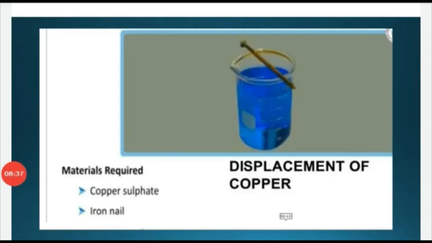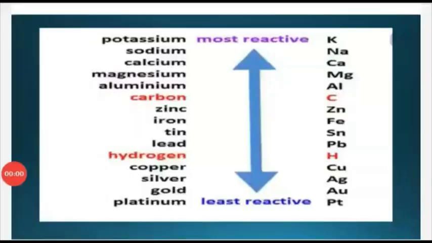If an iron nail is placed in an aqueous solution of copper II sulfate, the iron displaces copper from its aqueous solution, and hence the copper so formed deposits over the iron nail. You can see this. In this tabular column, you can see the most reactive element and the least reactive element.